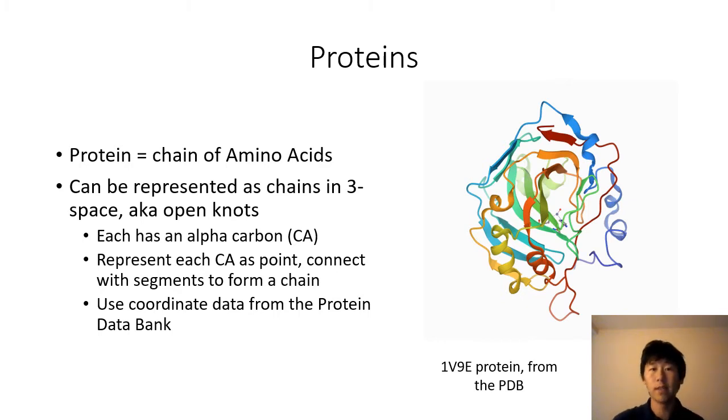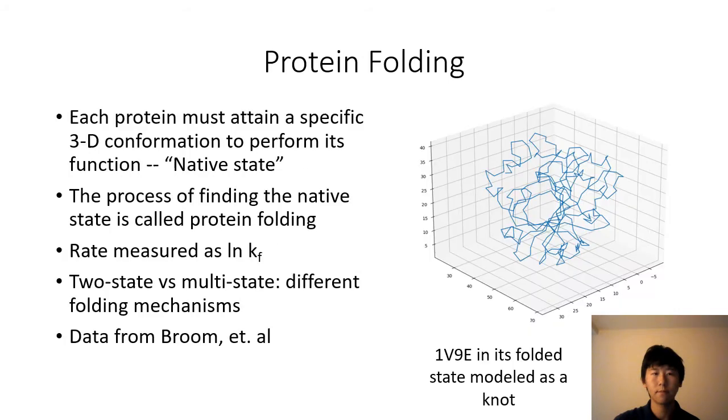This figure on the right shows the protein 1v9e as its image from the PDB. The structure is determined by the amino acids that compose the chain. To perform their biological function, each protein must take on a very specific three-dimensional conformation called the native state. To reach the native state, proteins go through a process called folding. The figure on the right is a model of 1v9e in its native state.